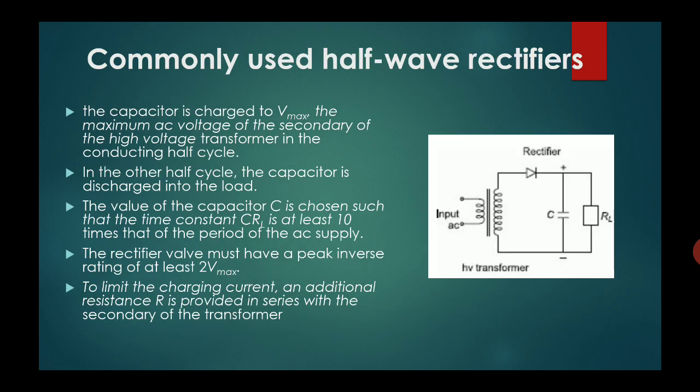So we'll talk about the commonly used half wave rectifier. Now from this diagram, this is a very common half wave rectifier. So you have an AC input from the left hand side, it goes to a rectifier, where the rectifier is connected to a load. There is a capacitor there. So what is the use of this capacitor? The capacitor is used to smoothen the wave.